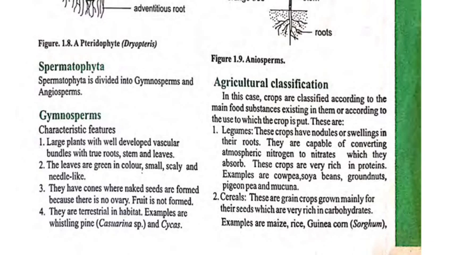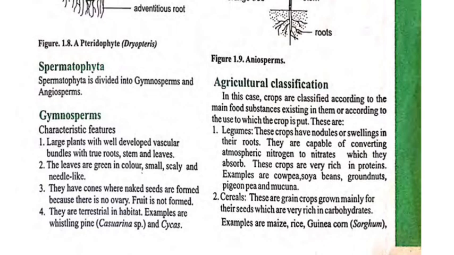Gymnosperms are large plants with well-developed vascular bundles with true roots, stem, and leaves. The leaves are green in color, small, scaly, and needle-like. They have cones where naked seeds are formed because there is no ovary. Fruit is not formed. They are terrestrial in habitat. Examples are whistling pine, cycas, and conifers.